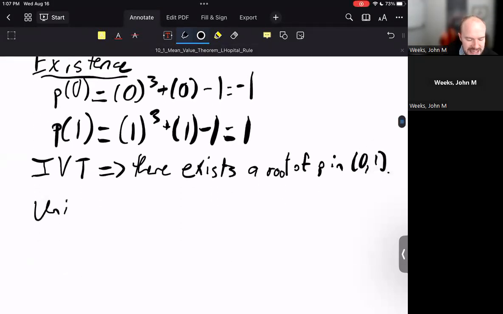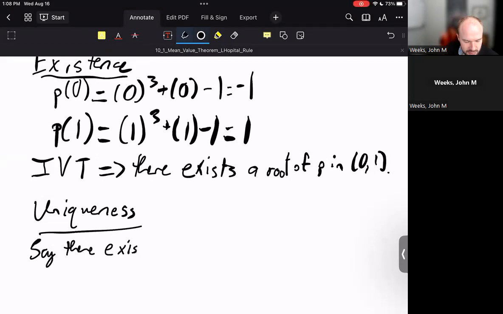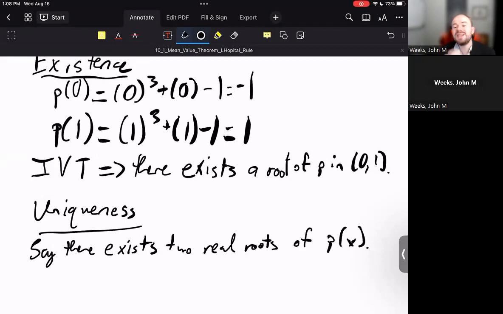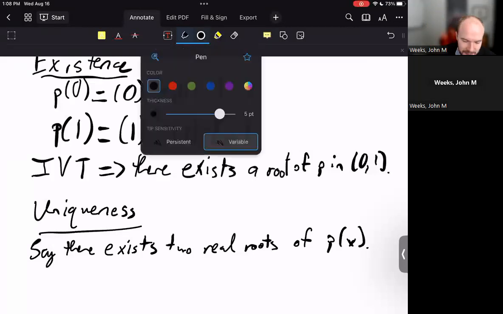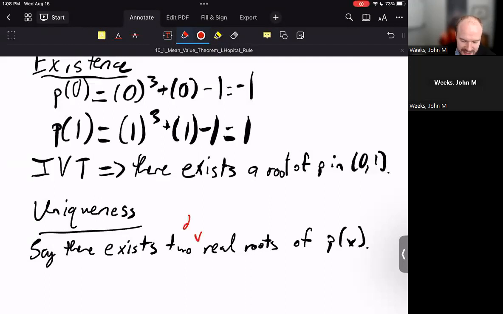Now, the idea of uniqueness is going to be tricky, right? Let's say that there exist two real roots of the polynomial p. Then what does our previous theorem tell us? Our previous theorem says that if there exist two, and I'm going to have to be a little bit picky here and say two distinct real roots of the polynomial p, then what has to happen? I wanted to try and show that there's one, so I'm saying first, let's assume that there's two.